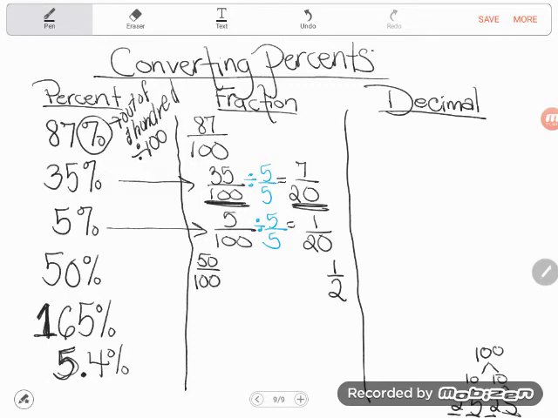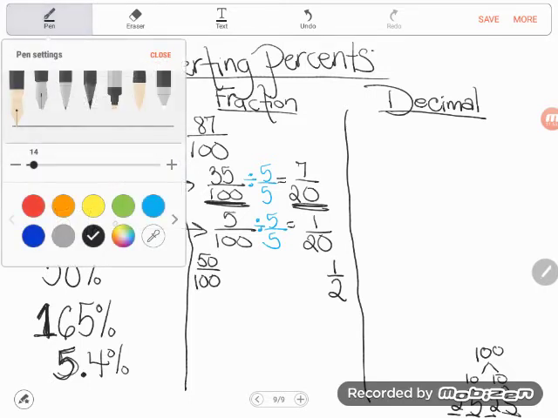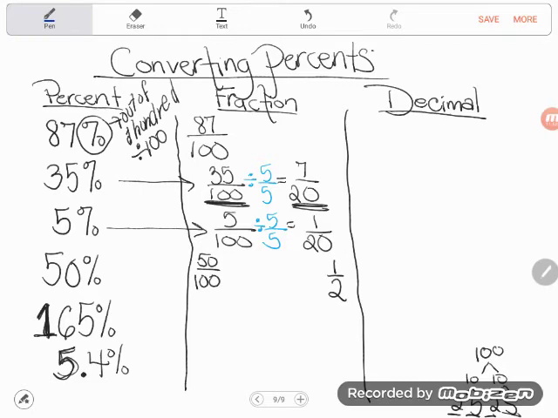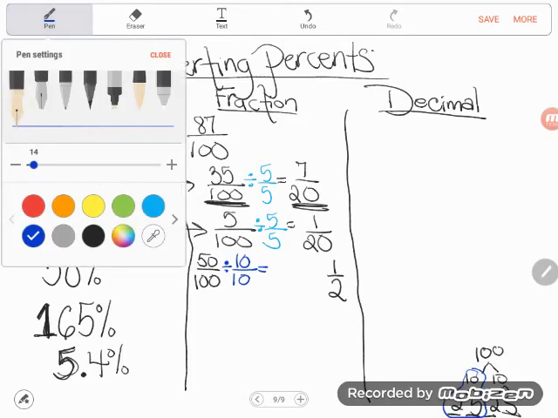50 over 100. Obviously, those two things are both on the 10 times table, so let's be efficient. Let's take a 10 out of both of them. And you're going, Kate, you said there'd only be 2's or 5's. Guys, a 10 is a 2 and a 5 at the same time. I'm just taking out two numbers at the same time.